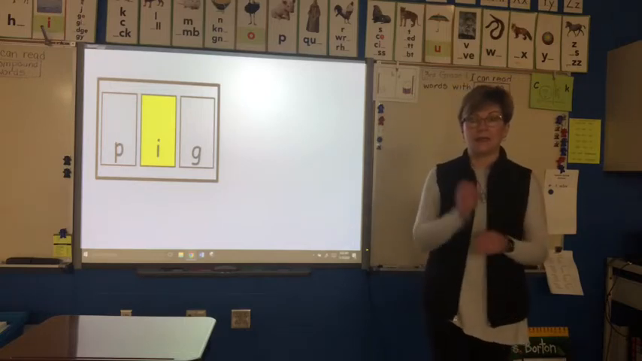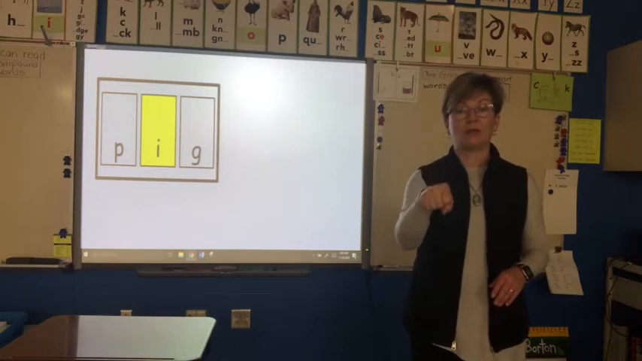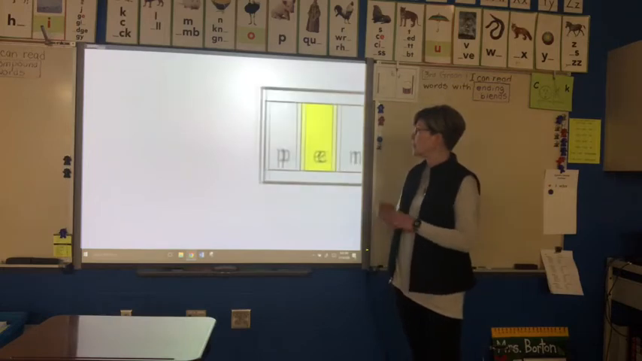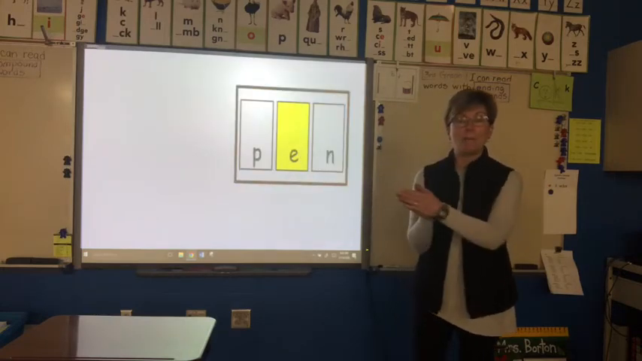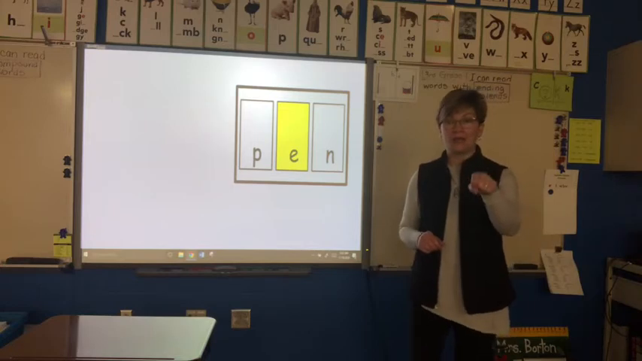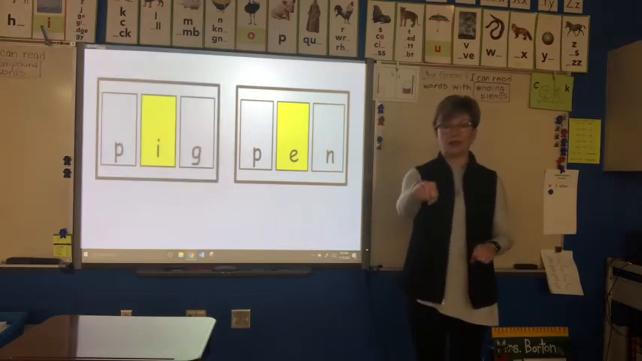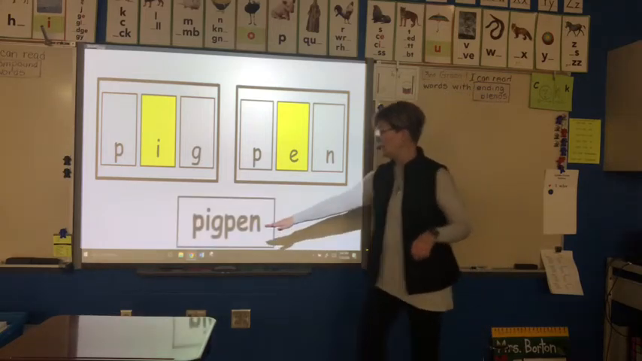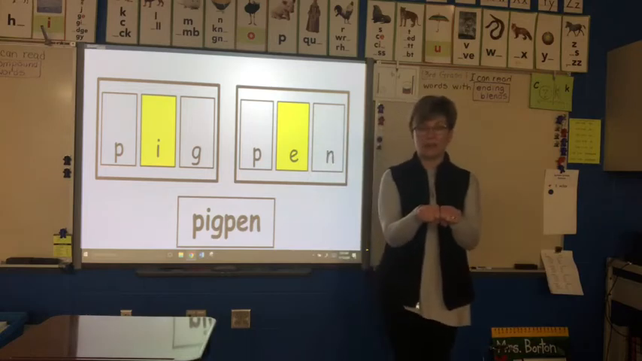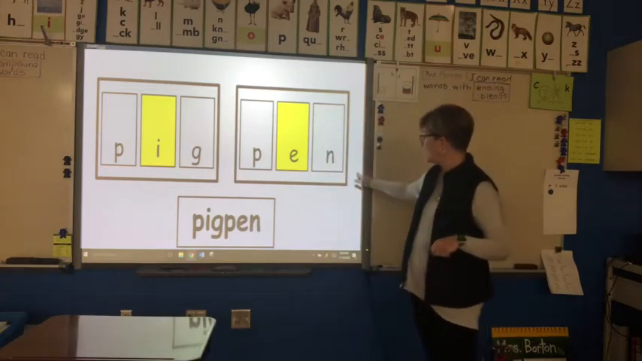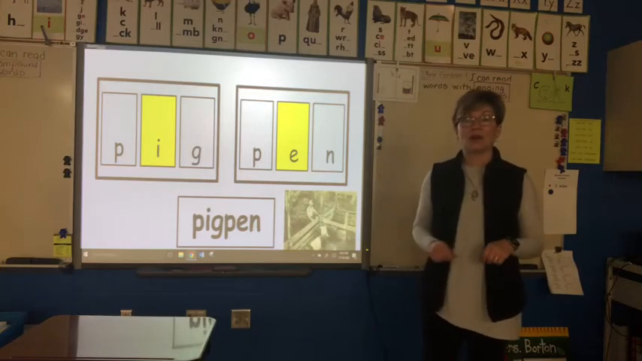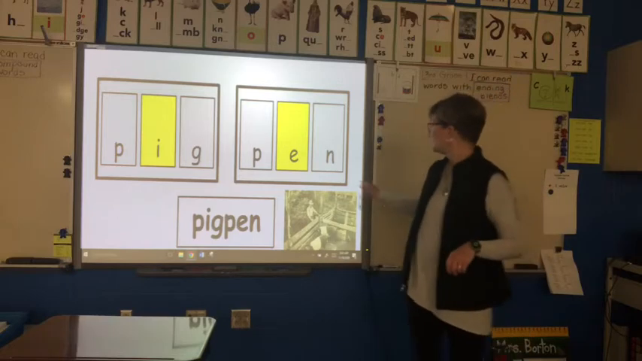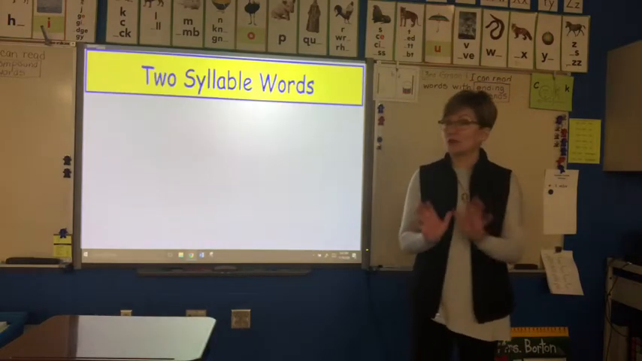Pig. Pig is a word. Pig is 1 syllable. Let's look at the next syllable. P-e-n, pen. Pen is the second syllable in the word pigpen. Pigpen is a compound word with no spaces. I can put meaning to that. A pigpen is a pen or a fenced-in area where you would keep your pigs. All right, so that was a quick review.